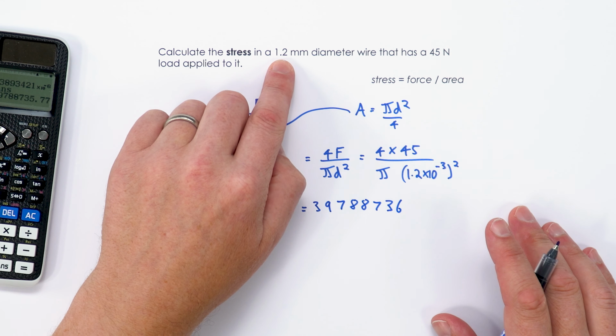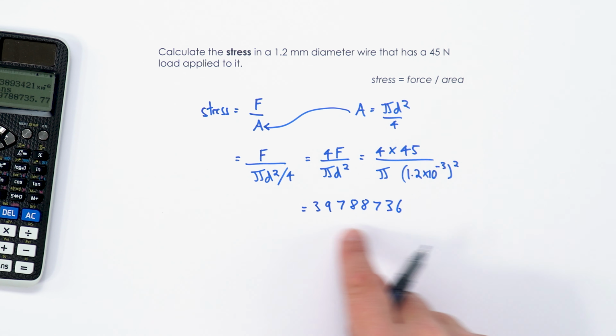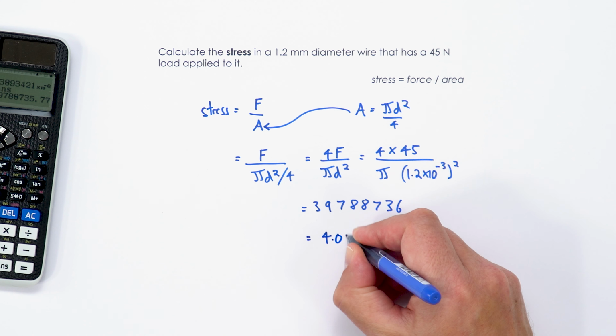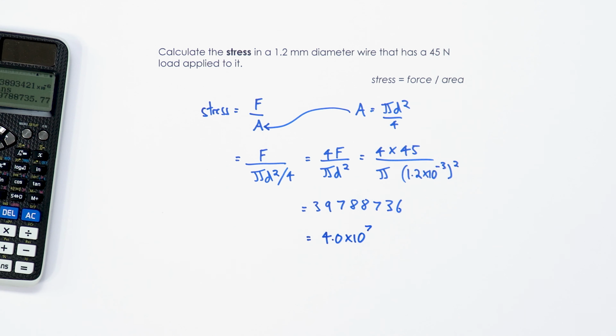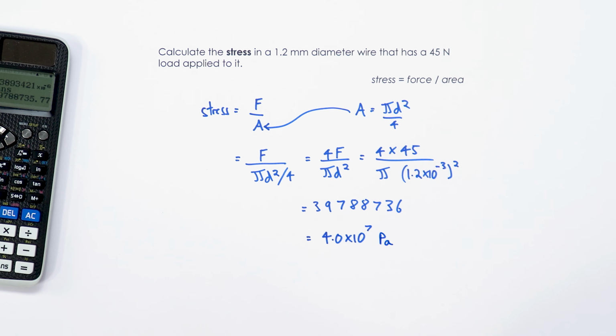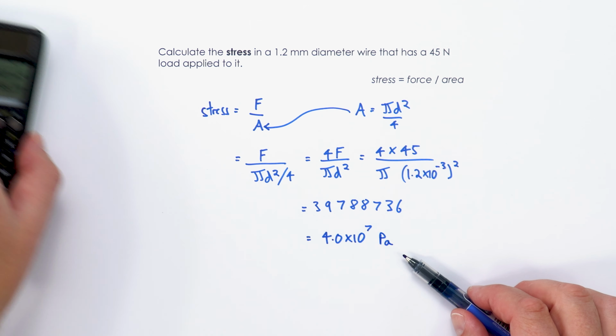We can see we've got information here to two significant figures for the diameter and the force. So a more appropriate way to write that would be equal to 4.0, and we're going to give it in standard form, times 10 to the 7. Okay, so that is a large number. The units are actually pascals. Just like we have pressure, which is force over area, stress is also given in pascals.